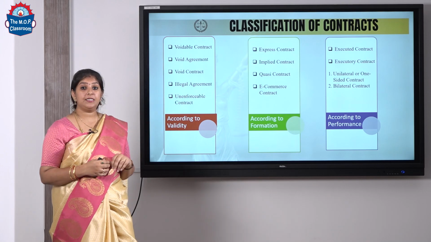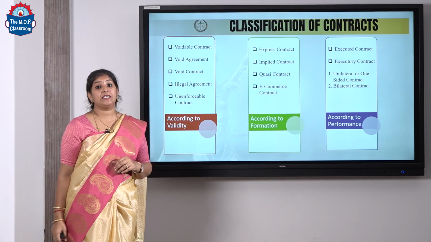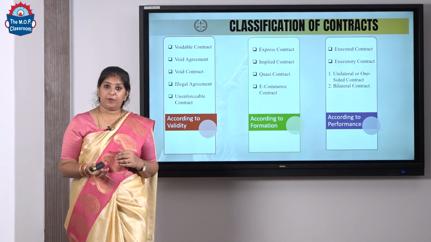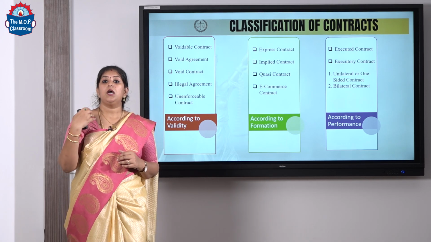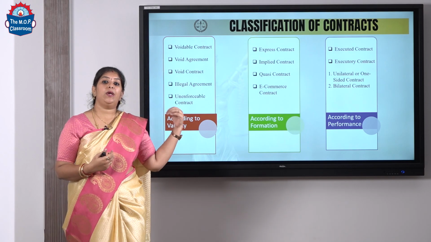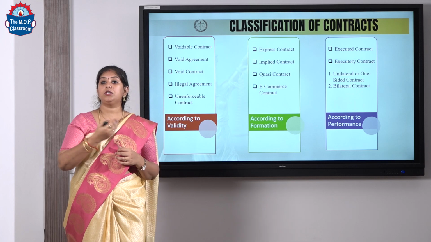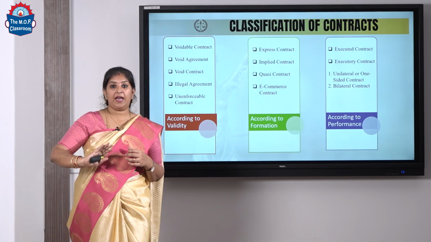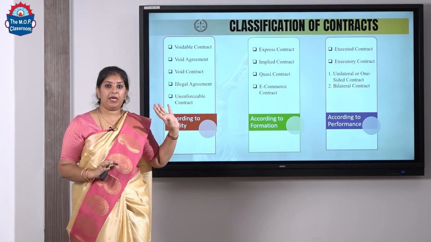Now we are moving on to the second part, that is, according to the formation. First one is the express contract. Express contract means which is explicitly expressed. It can be in word of mouth or in written form. When it is expressed explicitly, it will be treated as an express contract. Whereas an implied contract is something whereby a course of action that is being followed by one person is observed and followed by another person. That is called an implied contract.